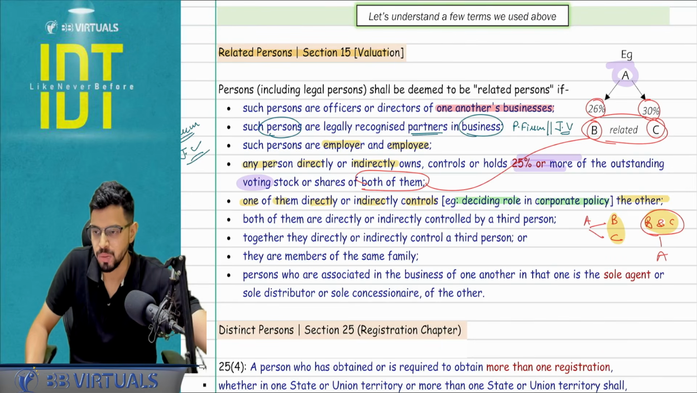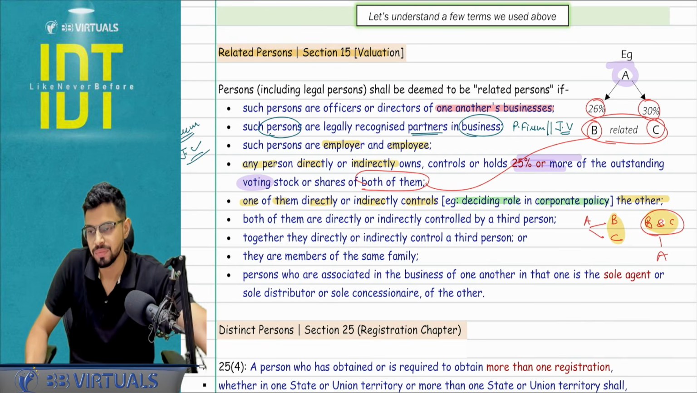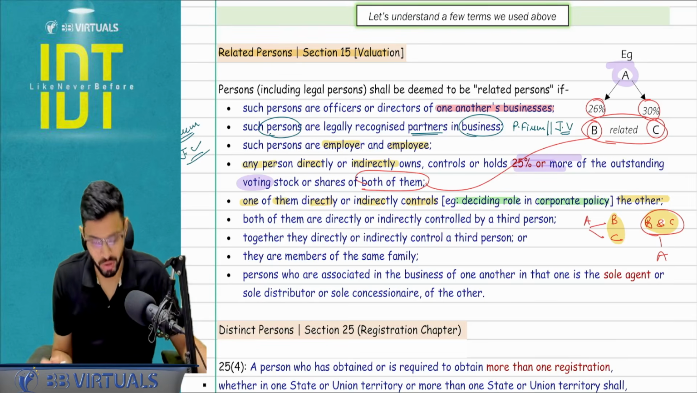Is it clear, Lingu? Sona, Harshini, got it? Okay.